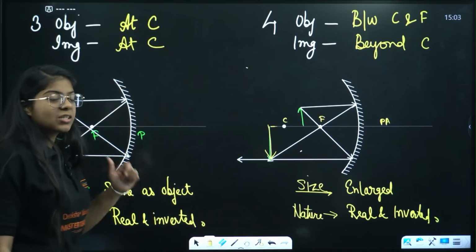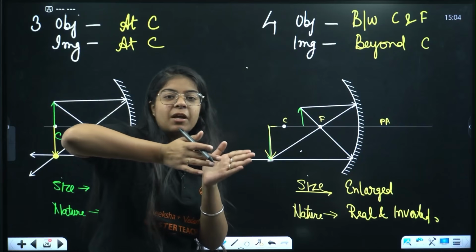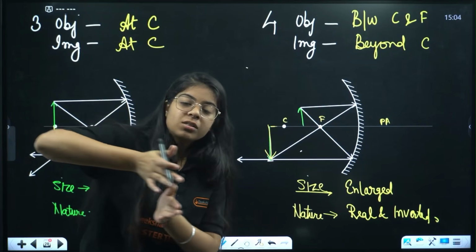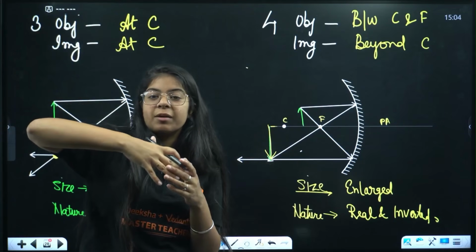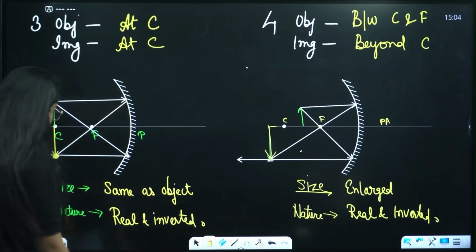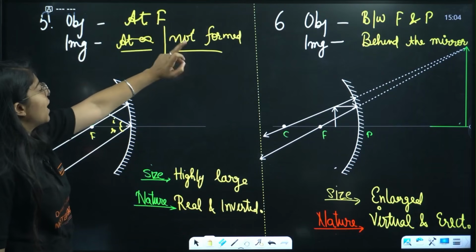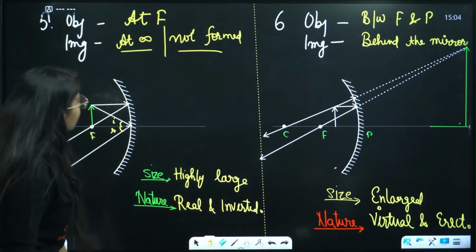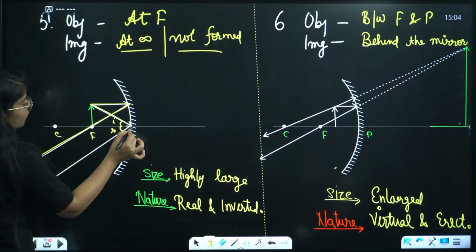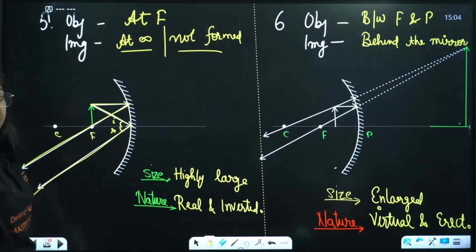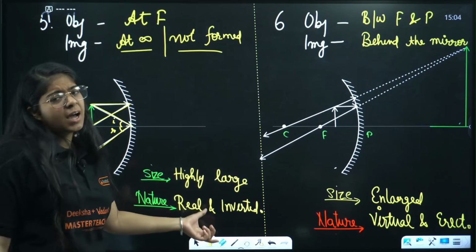First to 5th case, nature will be real and inverted. As the image comes towards the concave mirror, the size of the image increases. Done? Remember that line. Then at object at F, the image will be at infinity, or you can write not formed, right? One ray goes parallel, passes through focus, another ray goes from the pole and reflects at the same angle of incidence. Highly enlarged, obviously at infinity, again real and inverted.